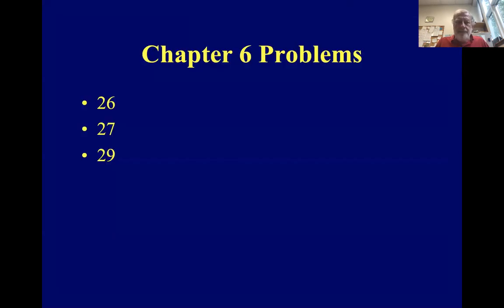So with that, I'd like you to do problems 26, 27, and 29 in chapter 6. These are pedigree problems, and I'll email out a due date. And that's all I have for human genetics.